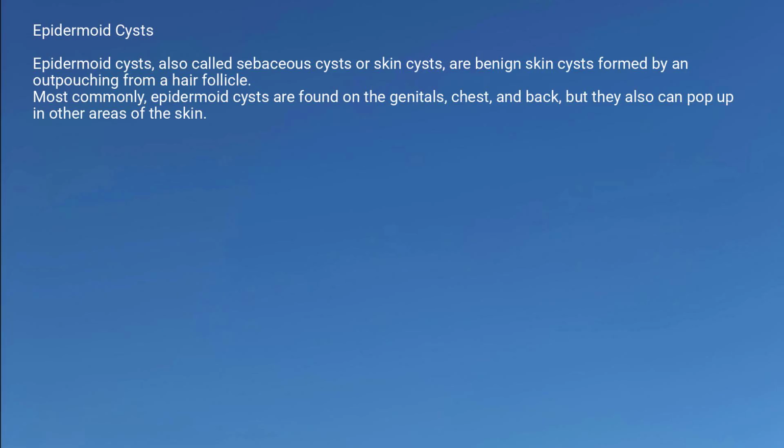Epidermoid cysts. Epidermoid cysts, also called sebaceous cysts or skin cysts, are benign skin cysts formed by an outpouching from a hair follicle. Most commonly, epidermoid cysts are found on the genitals, chest, and back, but they also can pop up in other areas of the skin.